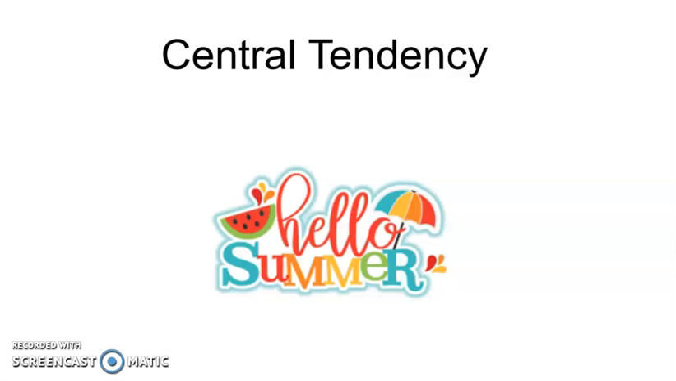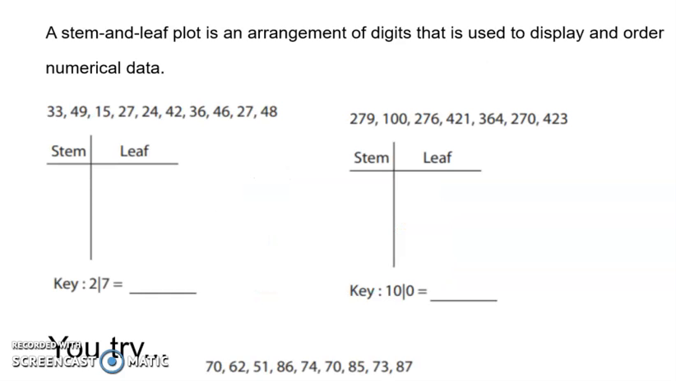This is Algebra 1, and our lesson is on central tendency. First thing we're going to talk about is a stem and leaf plot. And that's just a way to arrange your data so that you can see it easily. You can see where the trends are.